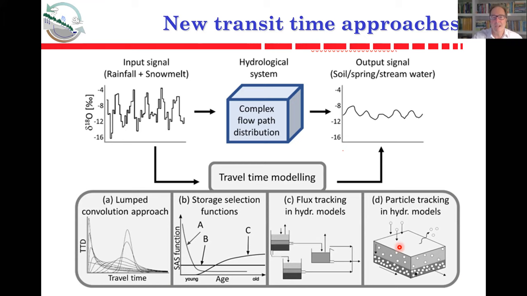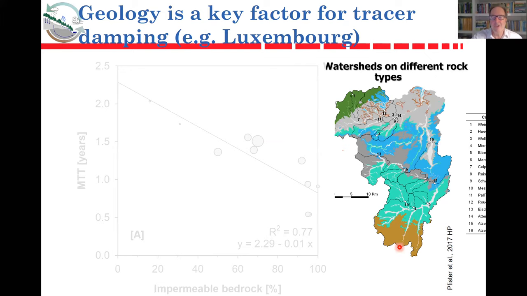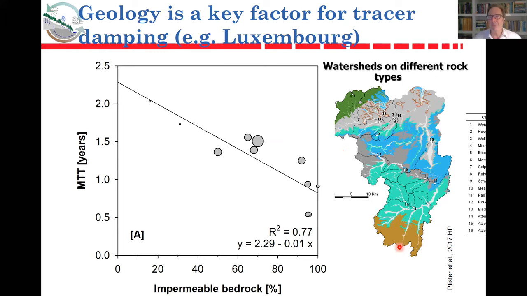I want to just leave you, though, with an example and a grand challenge in our field of catchment hydrology. I showed you this earlier from Luxembourg, this lovely small country in Europe, and these colors were different rock types. And remember, the more permeable rock type, the sandstone, was this one up here. My mouse has stopped working, but it's this little tiny dot in the upper left-hand corner. It had the oldest water of about 2 years.